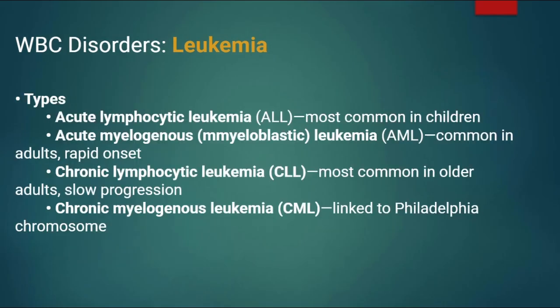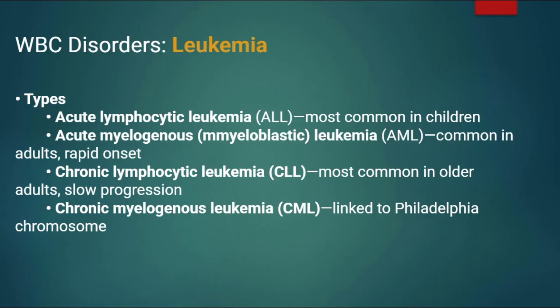Leukemia is divided into 4 major types based on whether it is acute or chronic, and whether it involves lymphocyte or myeloid cells. Acute lymphocytic leukemia, or ALL, is the most common type of leukemia in children. It has a rapid onset and progression but responds well to treatment, especially in young patients.